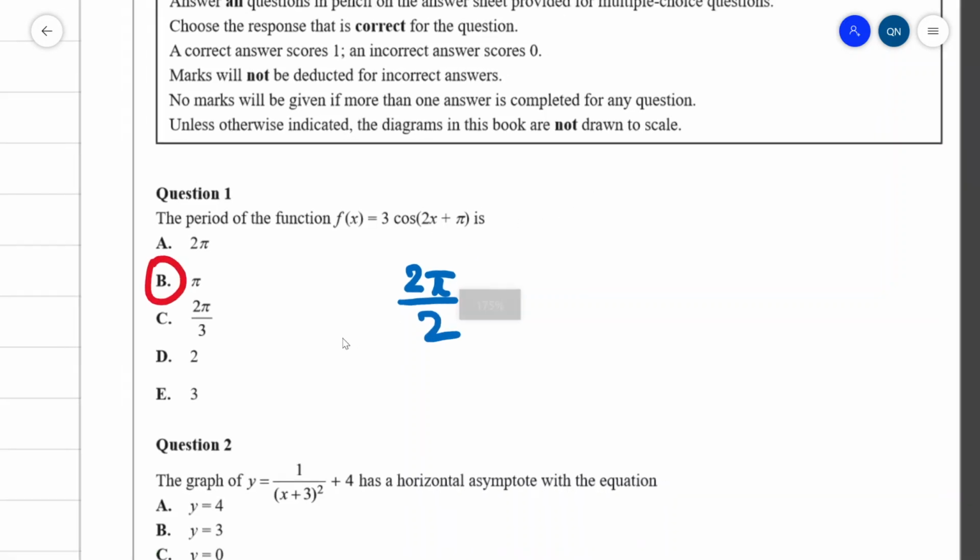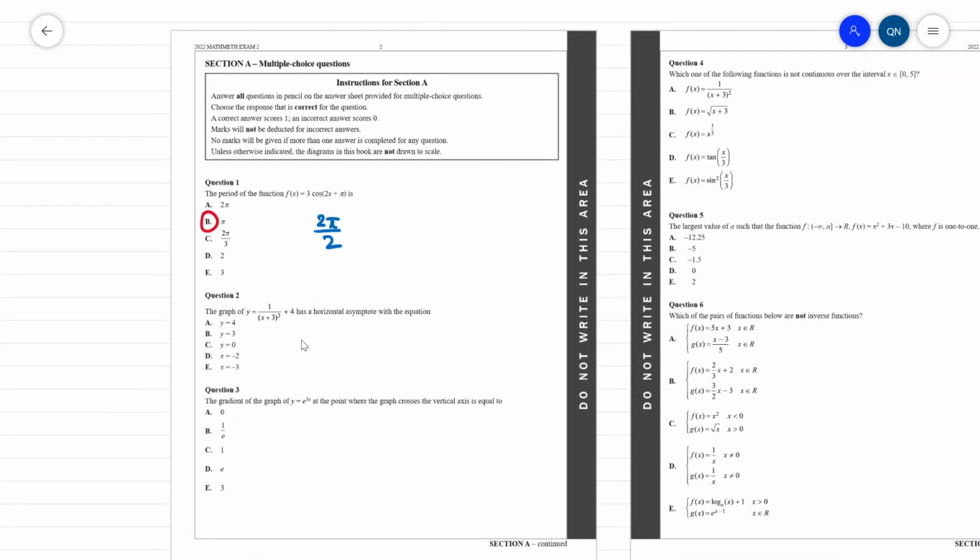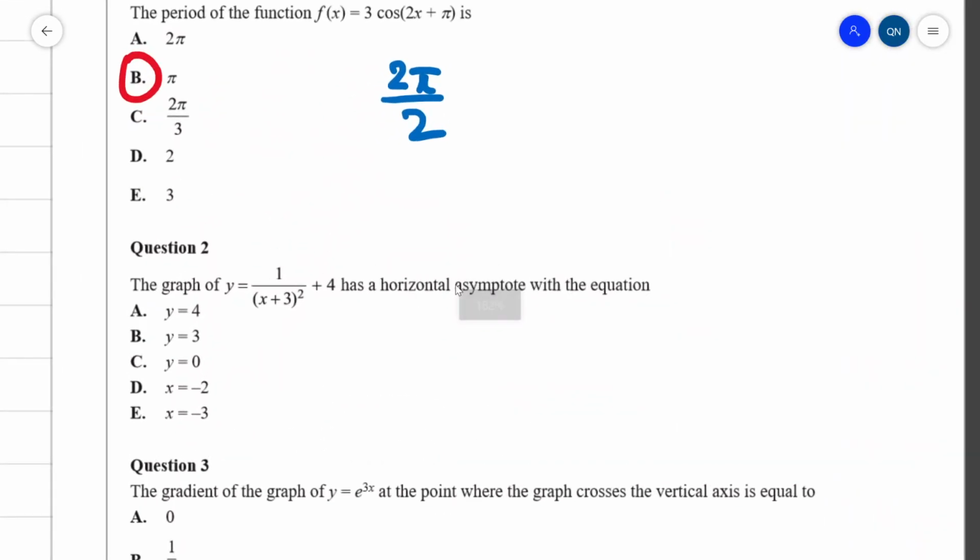Question 2, the graph of this truncus has horizontal asymptotes at, well, horizontal asymptotes is y equals something, and that something is precisely the vertical translation, which in this case you can just read off as 4. So it's going to be option A.